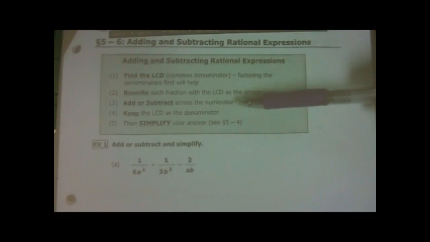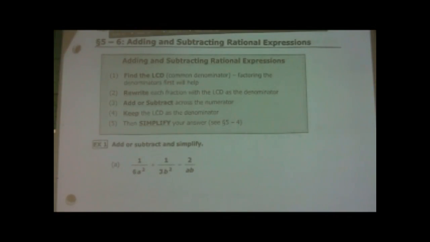Then you're going to add or subtract across the numerator. This often means that you either have to distribute or FOIL in your numerator. All right? Next, keep the lowest common denominator as your denominator. After you do that, you are down to one fraction. So you've completed the process. The last step is to simplify it if you can. So in other words, that means anything that's not factored, factor it and see if any factors will cancel. So we're going to start out on this page with some relatively easy examples.